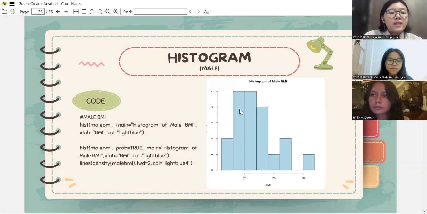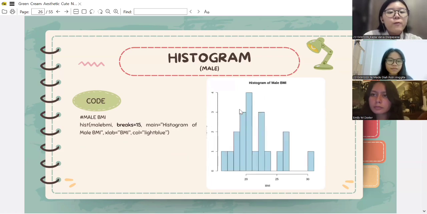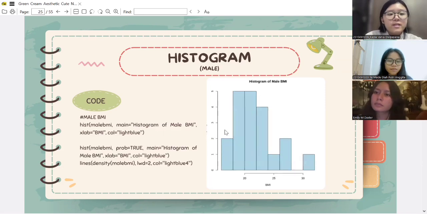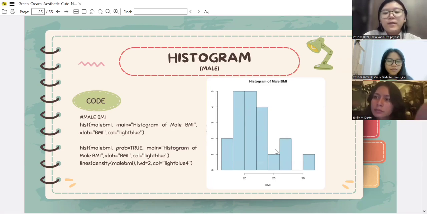You see, it becomes even clearer if we break it into 15 bars that this histogram's distribution is unimodal. Now back to the previous distribution, we can see that there's a slight right skew. The right tail extends toward higher BMI values. This means that only a small number of males have relatively high BMI.